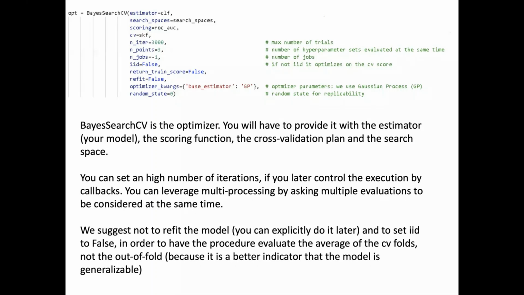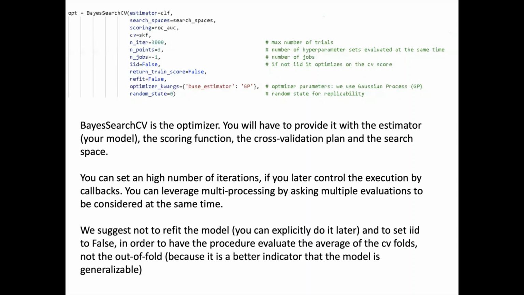And then you can also define with the n_points parameter of this BayesSearchCV the number of experiment trials or combinations that the algorithm can explore simultaneously. And of course, you can provide multi-threading and multi-parallel opportunity to the algorithm by setting the number of jobs to -1, which means taking all resources possible to produce the results.